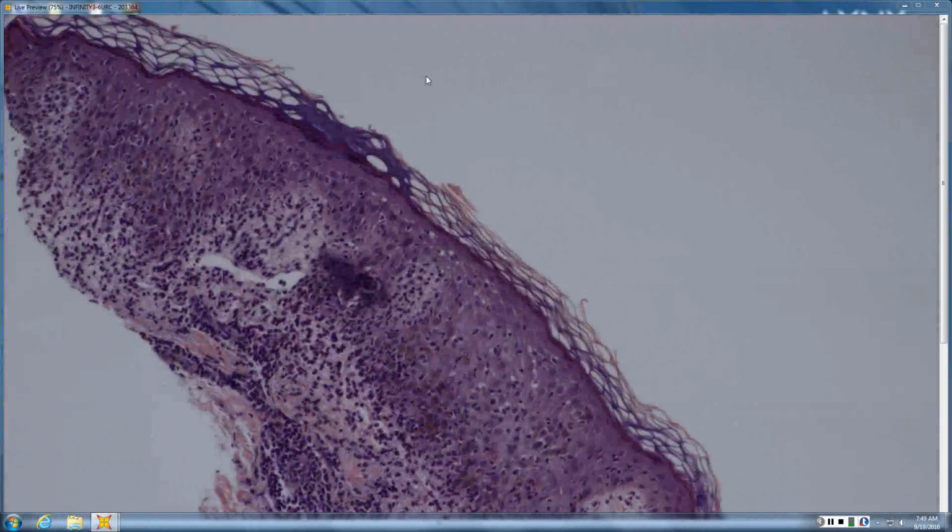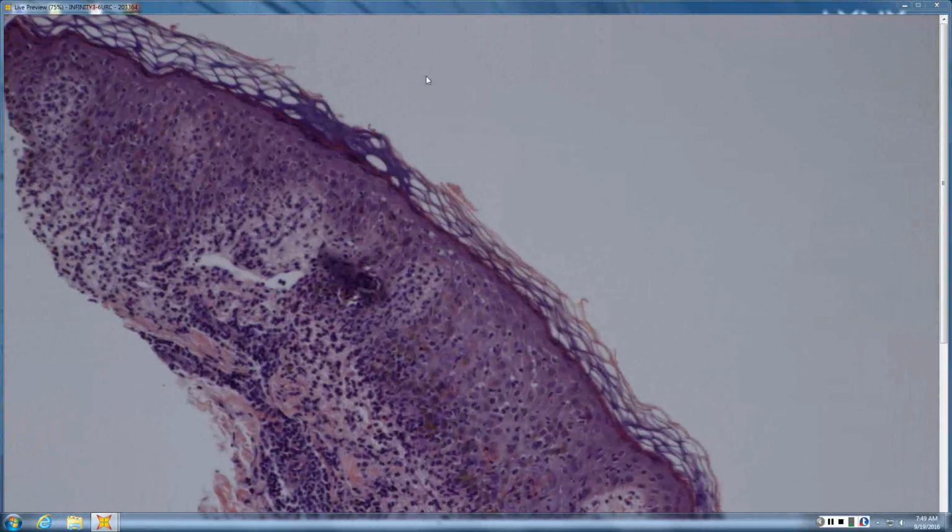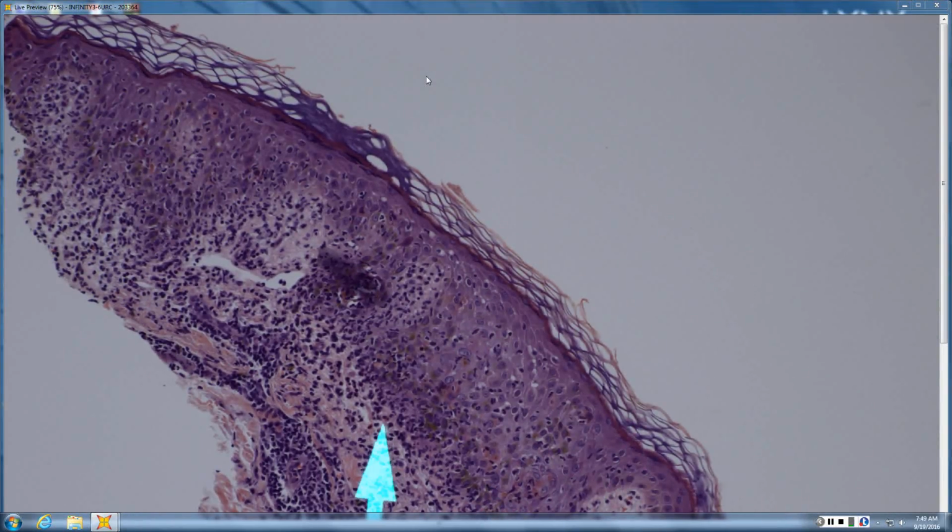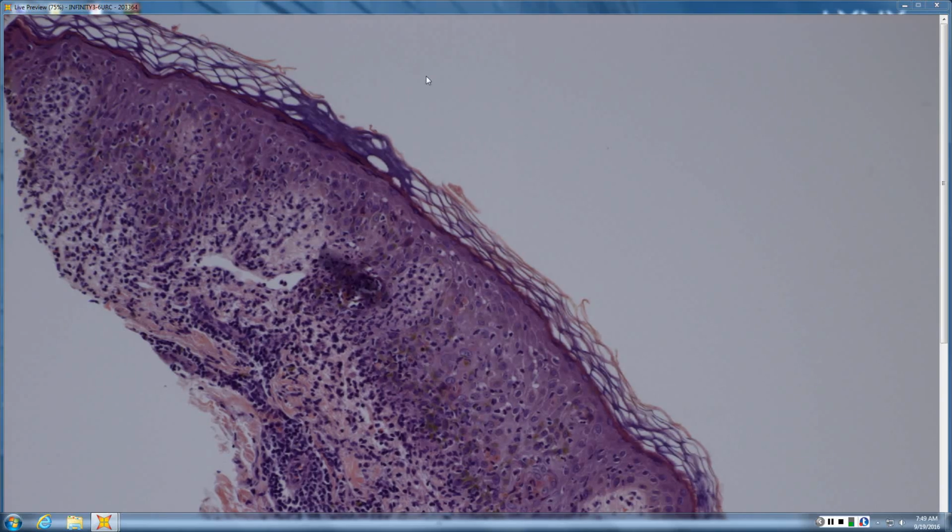Let's look over here. I see interface. Our focus is drifting a little bit on here. I'm not sure why. But okay, so pretty acute corneum. Interface with dead keratinocytes. Lots of eosinophils. What's that brown stuff? It could either be melanin or it could be hemosiderin. Yeah, probably melanin. You can always go a little higher with your fine focus. If it's non-refractile, then it's melanin.